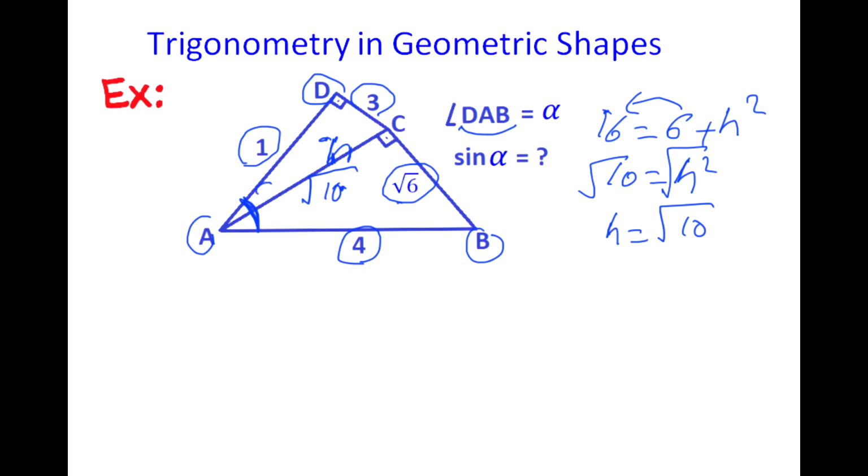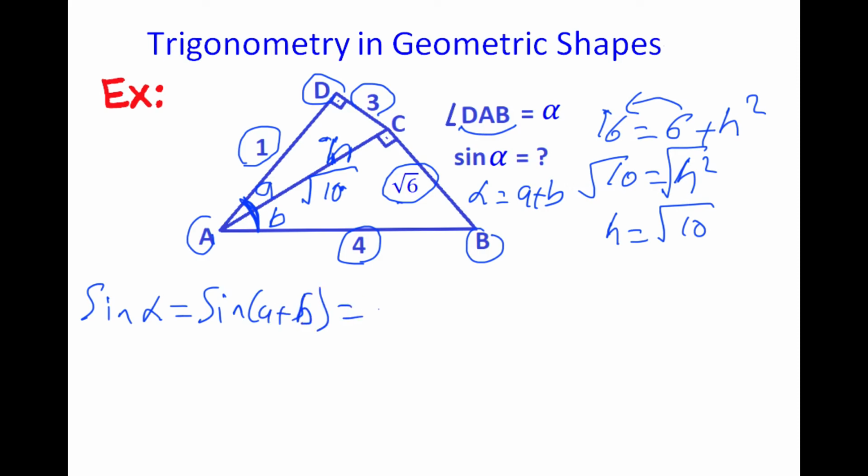So let's say this is A, guys, and this is B. And what I did here, actually, alpha is A plus B, right? So our question becomes sine alpha is sine of A plus B, guys. And we need to remember some formula here. If you remember, it was sine A times cosine B plus cosine A times sine B.